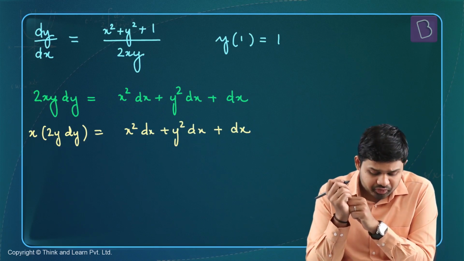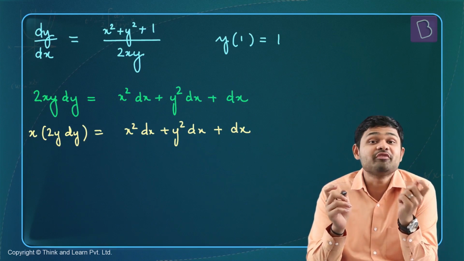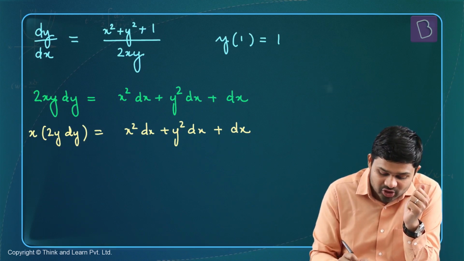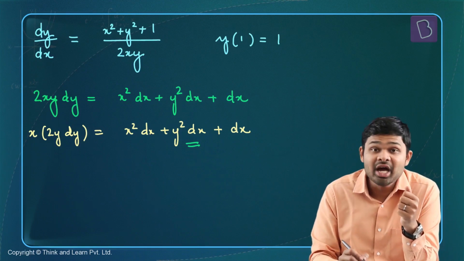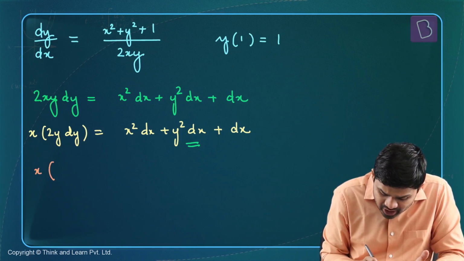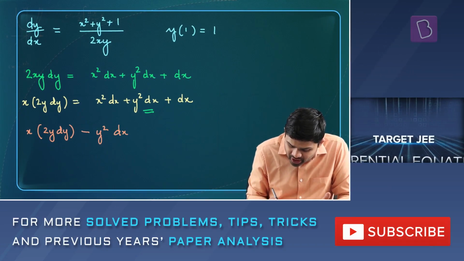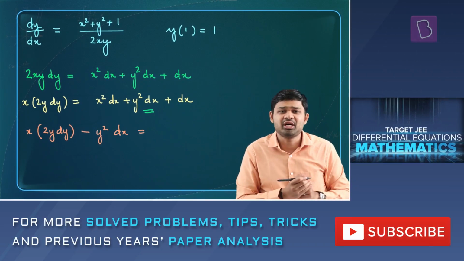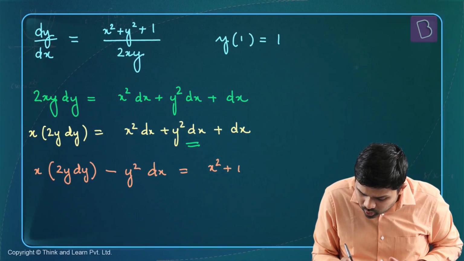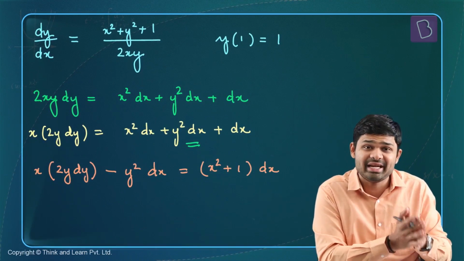Okay, so now in the left hand side you have 2y dy. When do you get 2y dy? If you differentiate y square, you're going to get 2y dy, and there is a y square in the right hand side, so I'm going to bring everything with the y square dx to the left hand side. So what I'm going to get is x times 2y dy minus y square times dx equal to, well, on the right hand side everything is in terms of x's, so there's almost a variable separation there, so I'm going to keep it as x square plus 1 times dx. That's a variable separated thing, so it's going to be very easy to integrate the right hand side, so let's keep it that way.